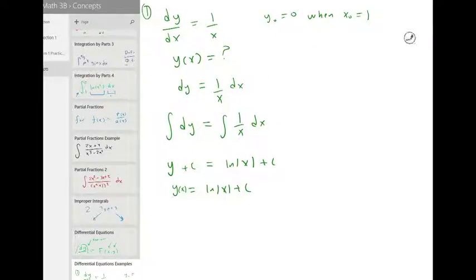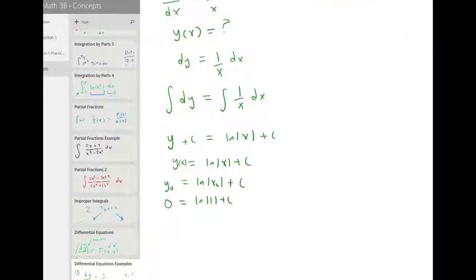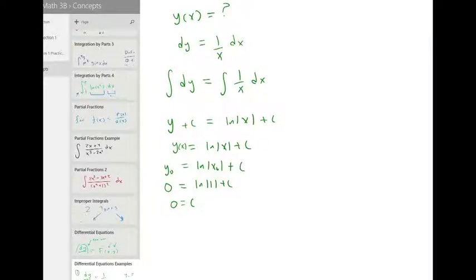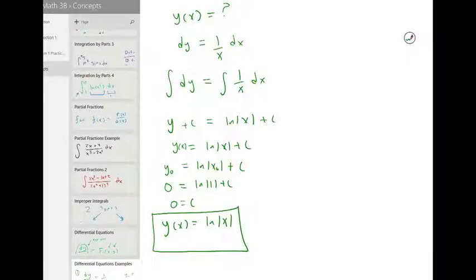And now we plug in our initial condition. So y0 will equal ln of x0 plus c. y0 is 0, and x0 is 1. So ln of 1 is 0, so c equals 0. So y of x equals ln absolute value of x plus 0. We don't need to write that, so our solution is y of x equals ln of absolute value of x.